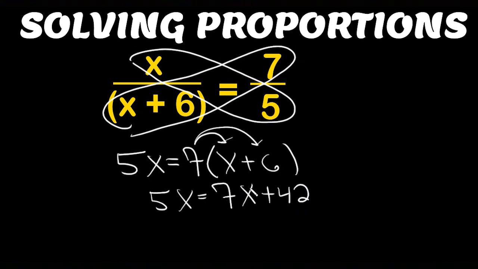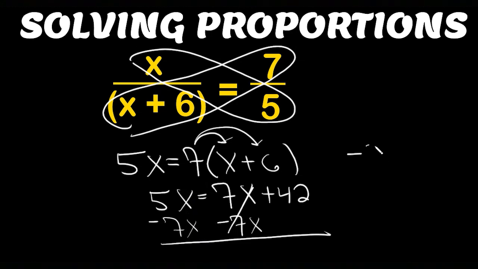So from here I have a variable on both sides. I'm going to move it over to the left-hand side. This is a positive 7x, so I'm going to minus 7x, doing the opposite operation. This will cancel. 5x minus 7x will give you negative 2x. So I get negative 2x equal to positive 42.